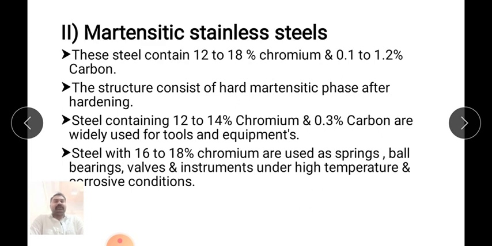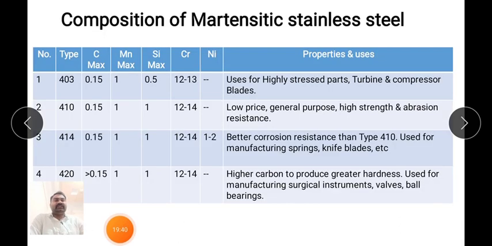The walls of the turbines. Okay, and wherever high temperature and corrosion resistance conditions are present, in that case martensitic stainless steel is used. Okay, then next, the composition of the martensitic stainless steel. Here again there are 4 grades of stainless steel in the martensitic stainless steel, that is 403, 410, 414 and 420.